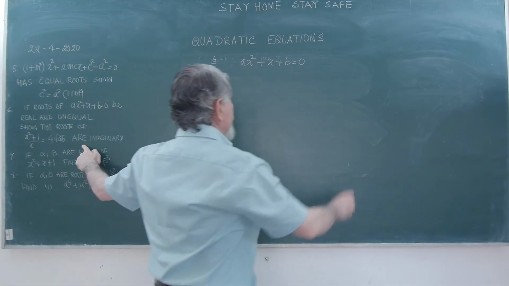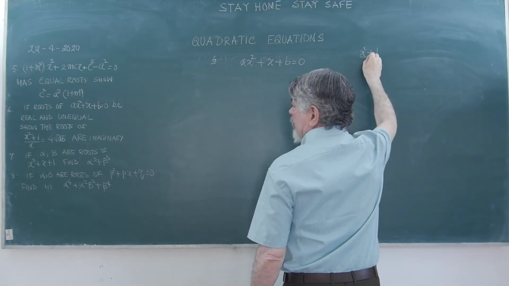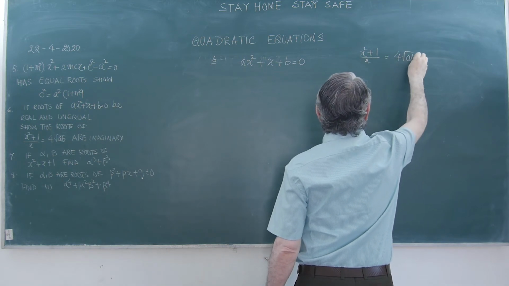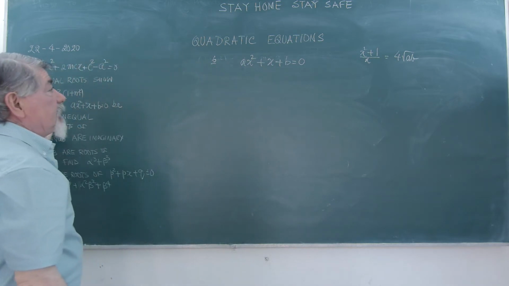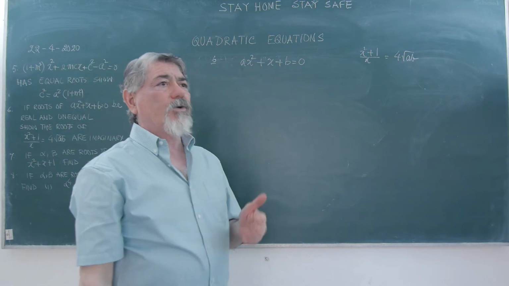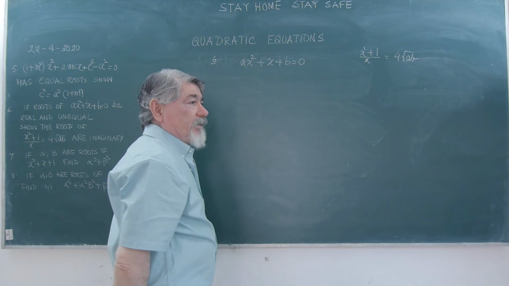He has given you another equation, x square plus 1 upon x is equal to 4 root ab. He says if the roots of this equation are real and unequal, then what is the condition? B square minus 4ac should be greater than 0.